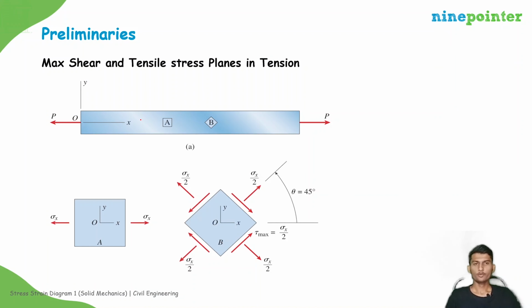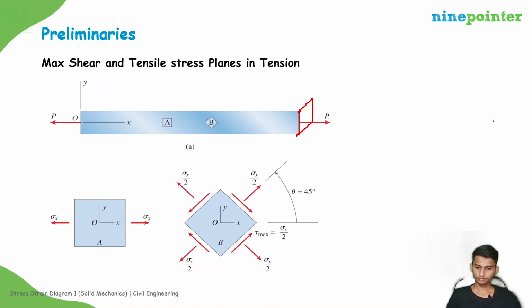So now, maximum shear and tensile stress planes in tension. It means when you apply a tensile load on a member, there will be expansion, we know that. And in the normal plane, the principal plane, there will be only tensile stress and no shear stress, because for that cross section the load will be perpendicular to the cross section, right? So there will be only tensile stress, and shear stress will be zero.